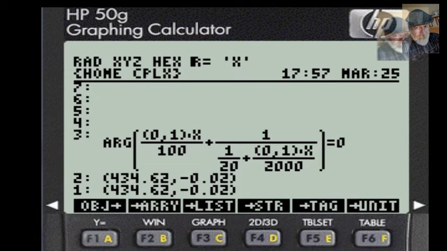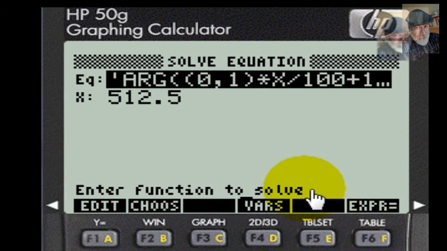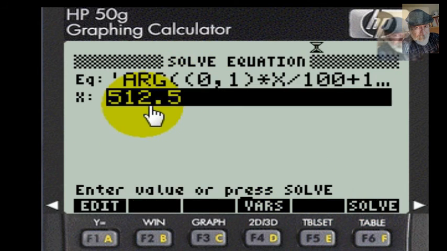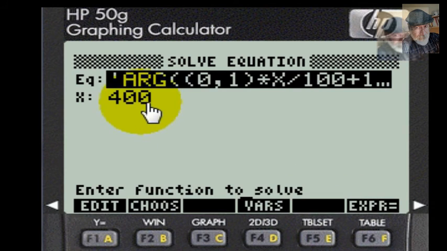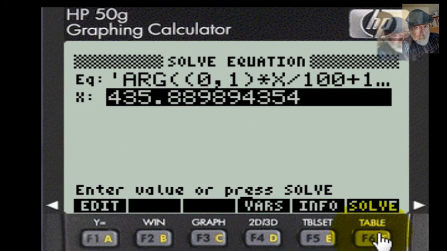Now we go out of there and into the numerical solver of the calculator in red on top of the key 7. Solve an equation. Which equation? The same one. It's the one that we plotted. Give an approximate value for the solution, 400, and click, hey, solve that equation. There, the solution is 435.89 radians per second, which is the value I showed you before.